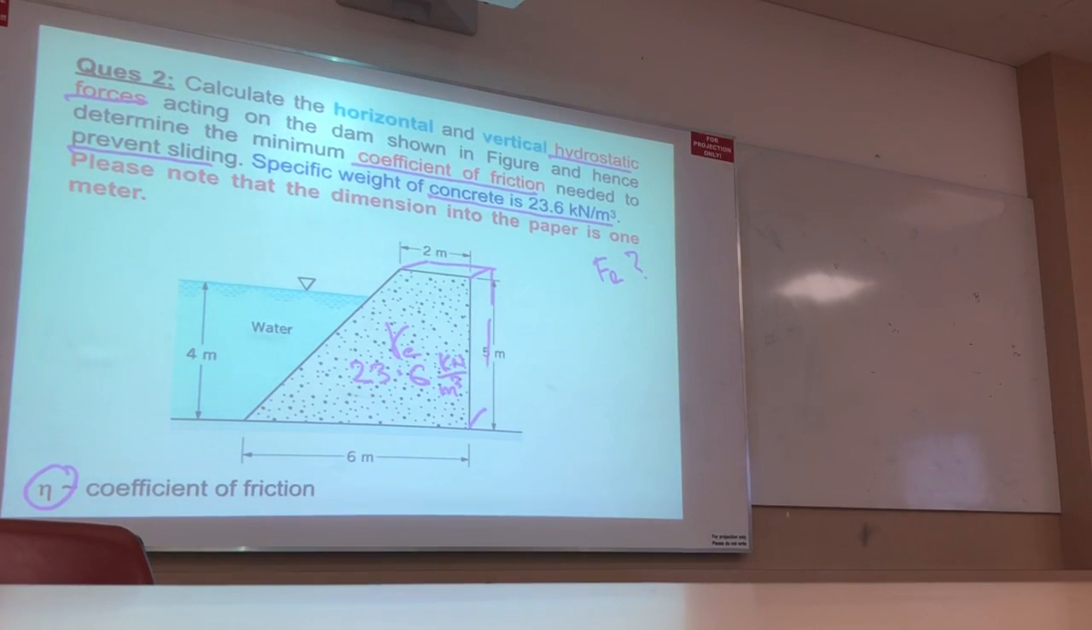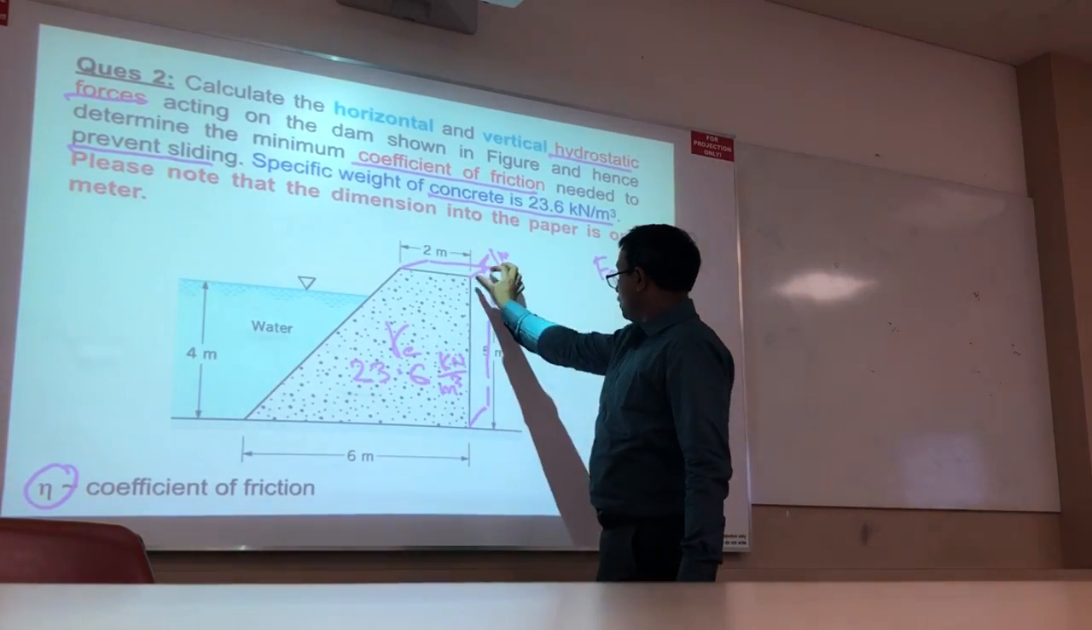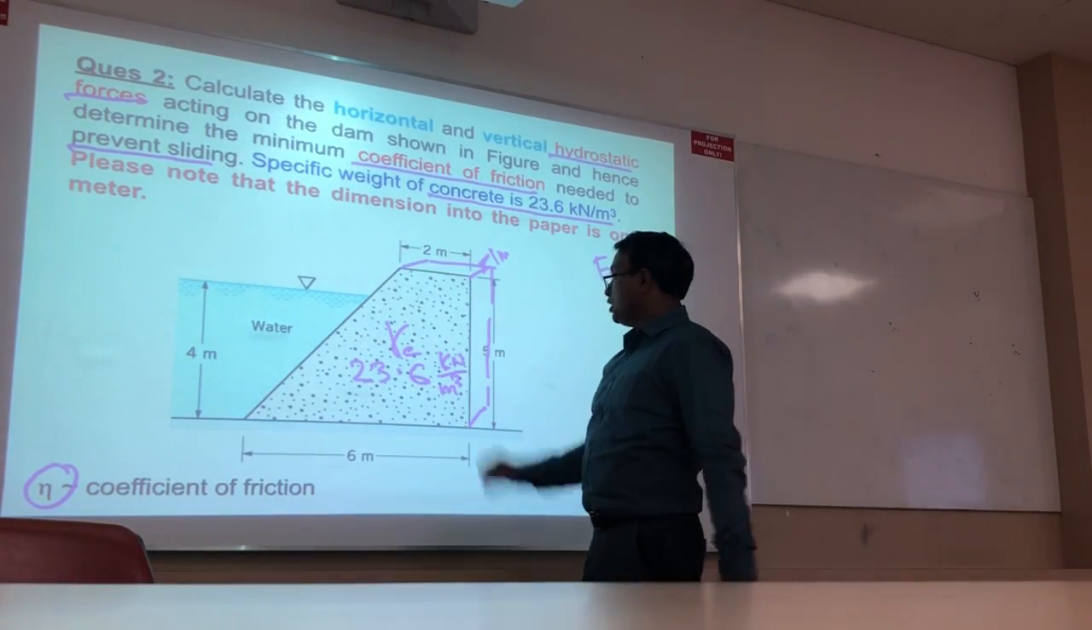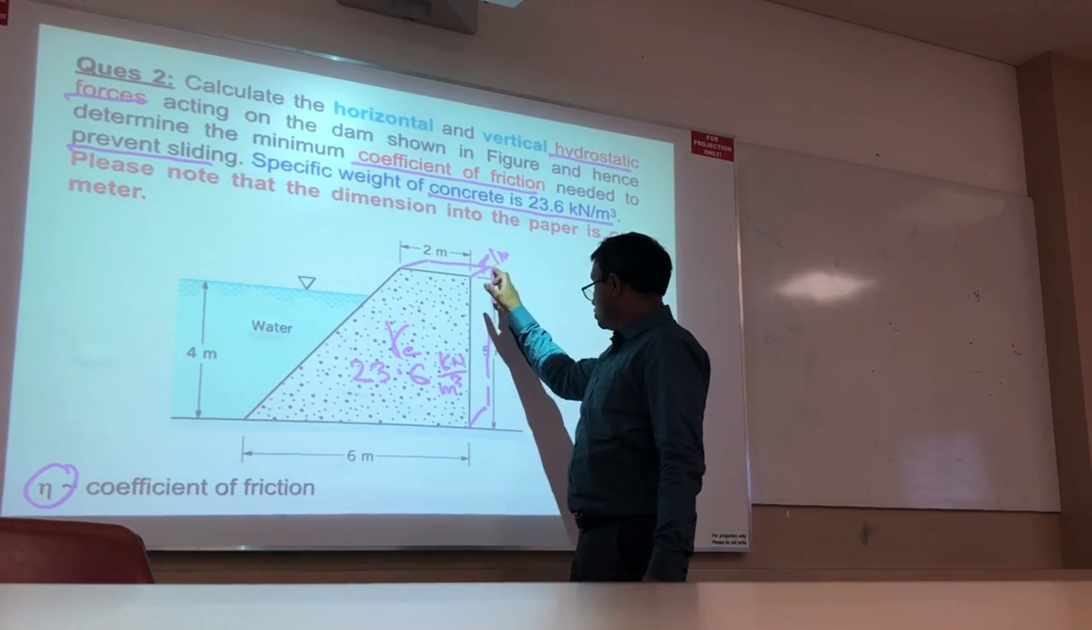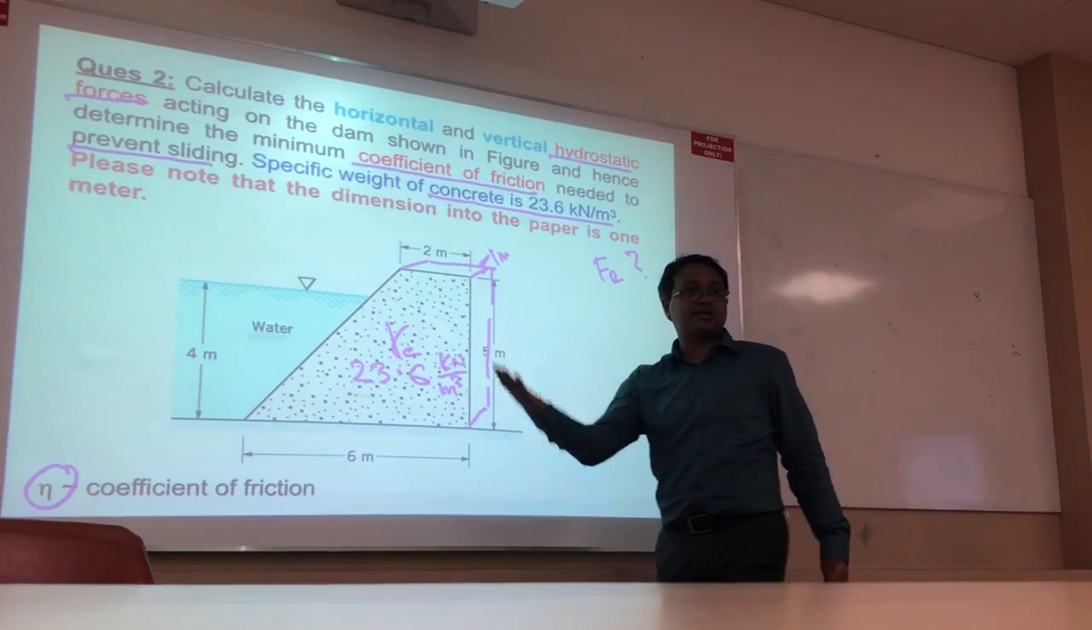Right? This is 1 meter in the Z direction. So this one is 1 meter, 1 meter, 1 meter. And from here to here is 2 meter, here to here is 2 meter, from here to here is 5 meter. So where is the hydrostatic force? Tell me.